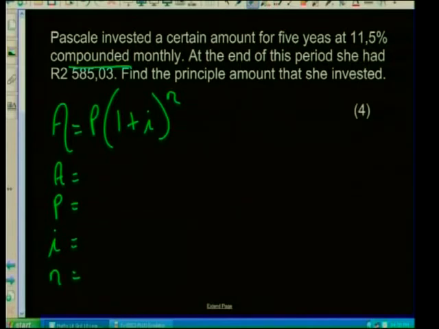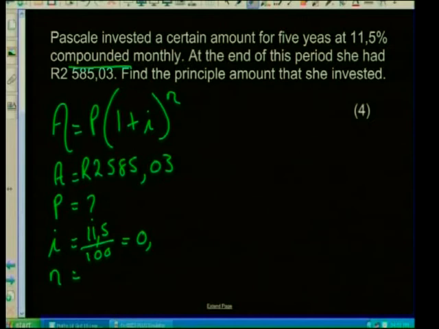What are we trying to find? We're trying to find how much she invested. In other words, we are now trying to find the P. What is the A? Well, we know at the end of everything, she's got 2,585 Rand and 3 cents. What is the interest? It's 11.5%. 11,5 over 100, which is 0,115. And N is the period. So it's amount for 5 years. Okay? So we're going to say 5 years.